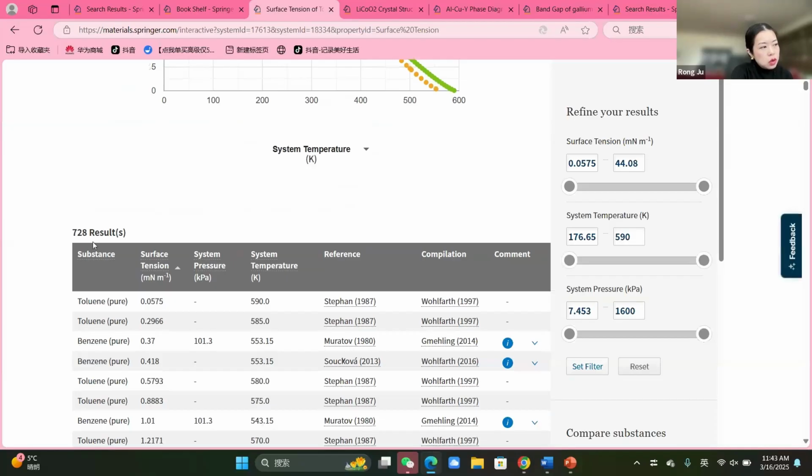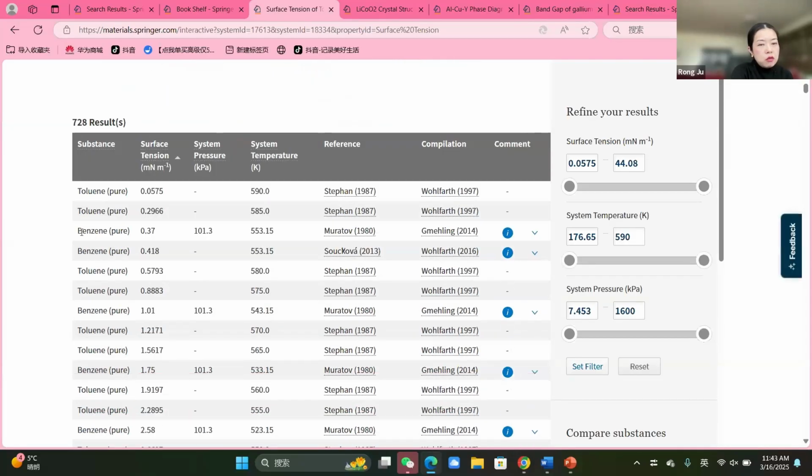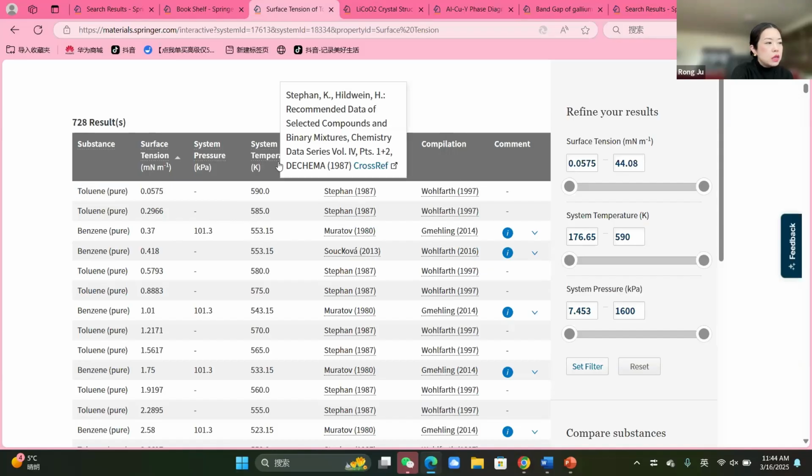But there's more you can do. We offer you the download of all the data in this curve. For example, here we show the table. It shows the toluene, its surface tension, the condition, the original references, and we have the cross-ref built in. If you want to take a look at where the original literature was published, you can just click on the cross-ref, and we will direct you to the article page.